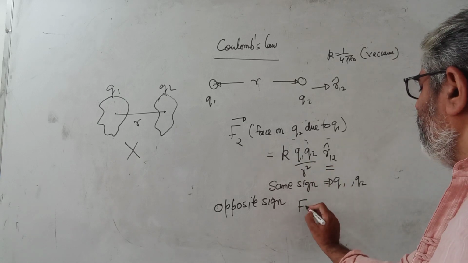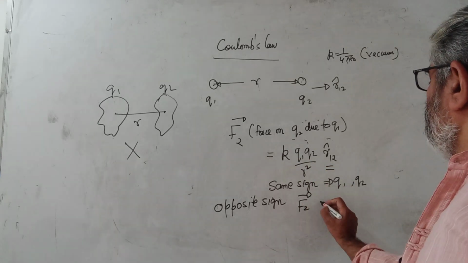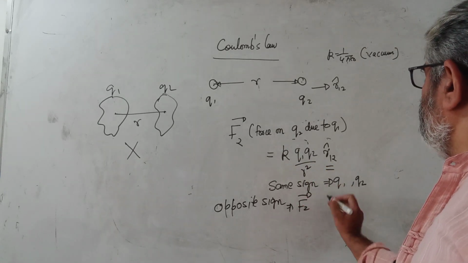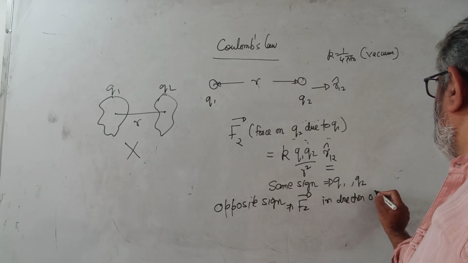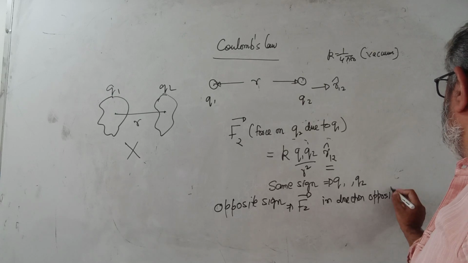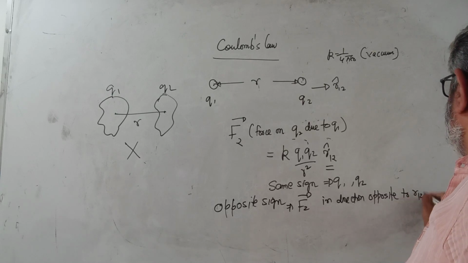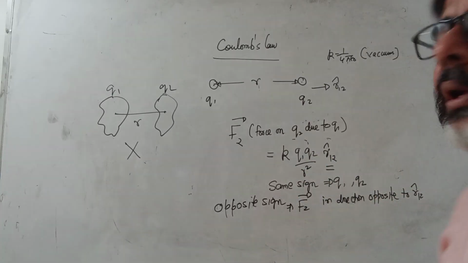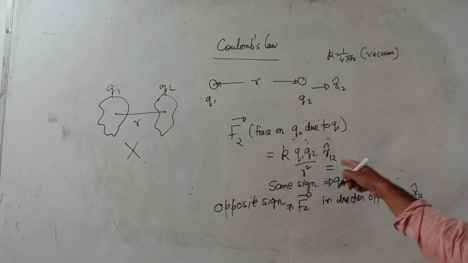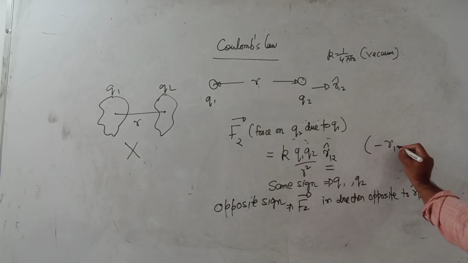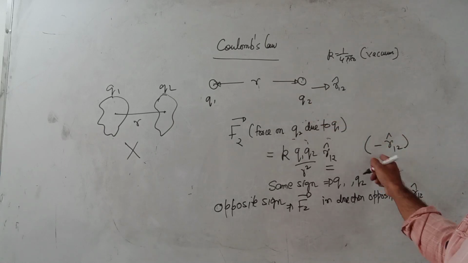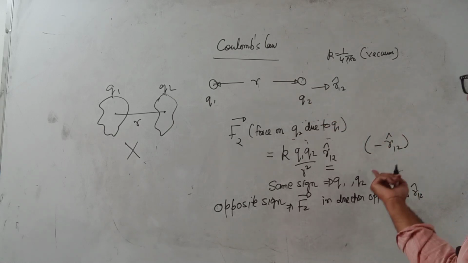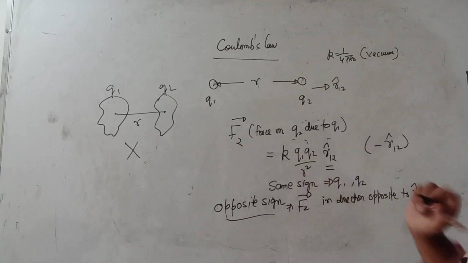So we will get F2 vector in direction opposite to R12, opposite to this. How do I know? Because I am getting a minus sign. So if you say, let us say, minus of R12 vector, that is opposite to this. This is R12 vector minus, where is it coming from? From opposite signs of these two charges.